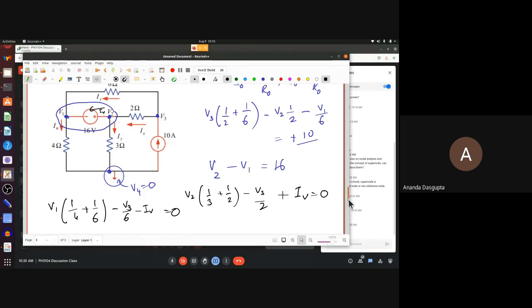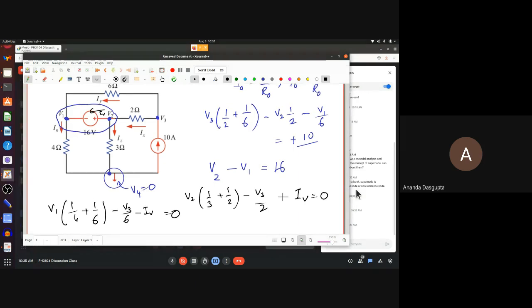So using this supernode concept, that is, you taking V2 and V1 together, you can directly write down the sum of this and this without the IV, of course. IV is 0. So that will be your third equation. Now you have three equations you solve. You have three unknowns, you need three equations, you can solve. Okay. Is that clear to everybody?